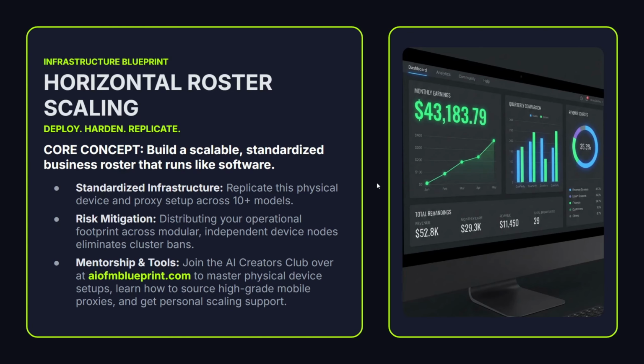Once you have a single node running successfully and are pulling high US views, you don't scale by adding more accounts to that phone. You scale horizontally by duplicating this exact standardized system across multiple devices. By running independent, factory reset physical nodes, each configured with its own dedicated 4G mobile proxy, you build a resilient roster. Even if one platform account faces an issue, the rest of your fleet continues generating traffic, building your cash flow, and driving consistent 5-figure monthly profits.